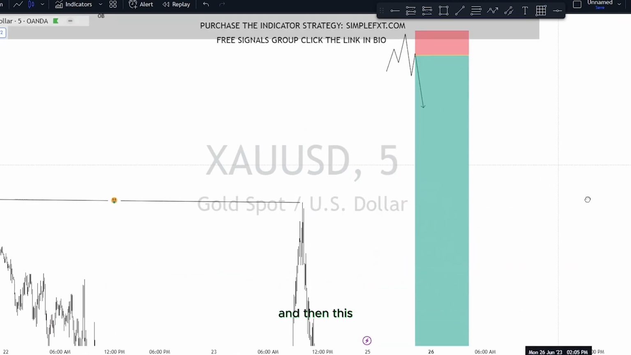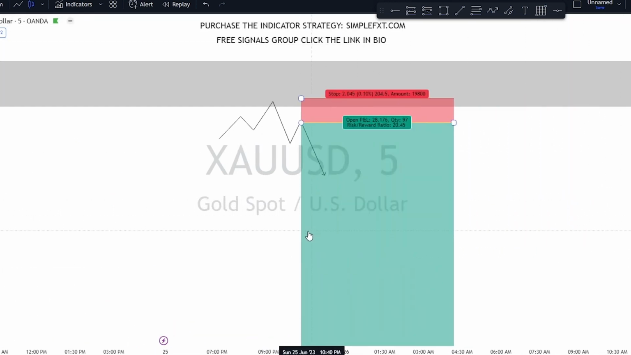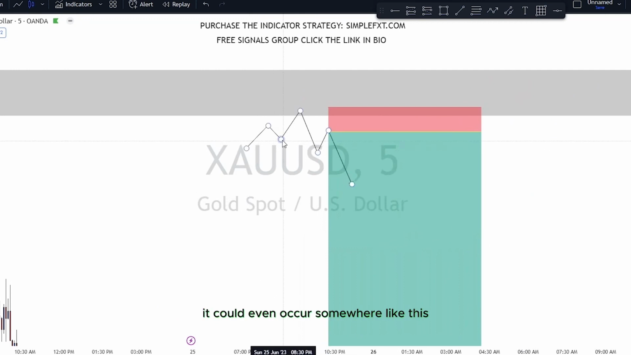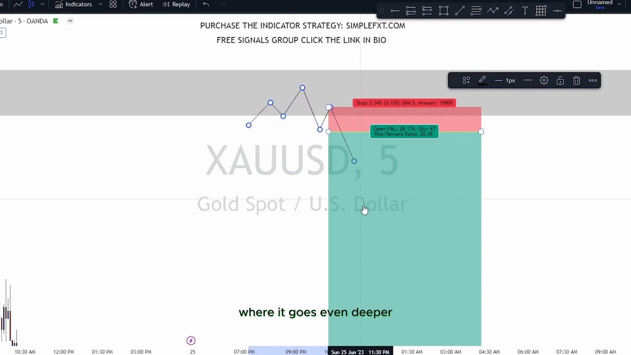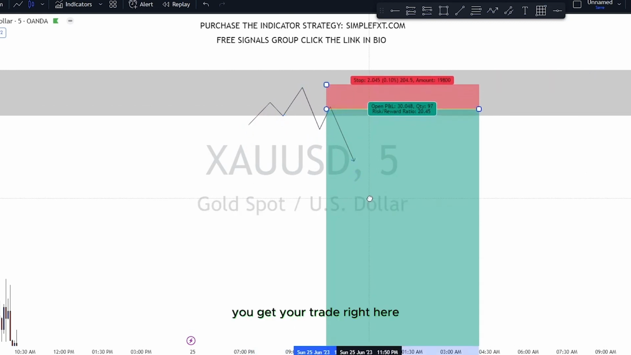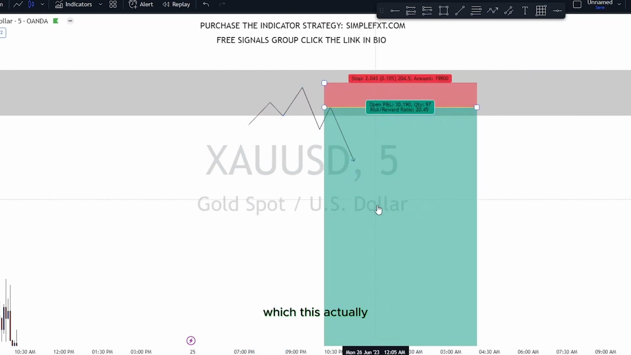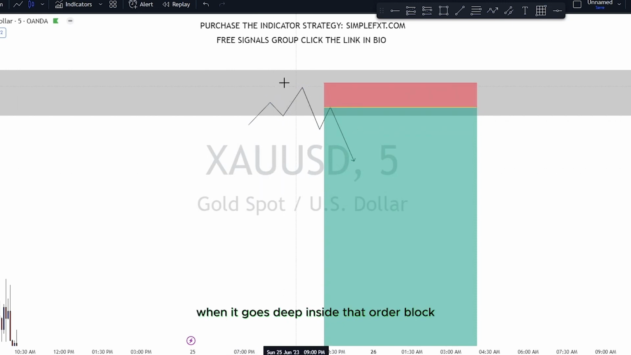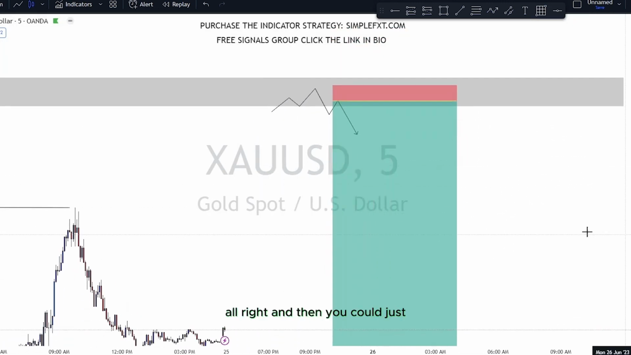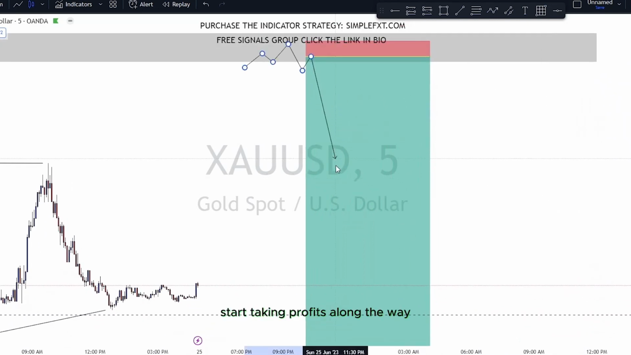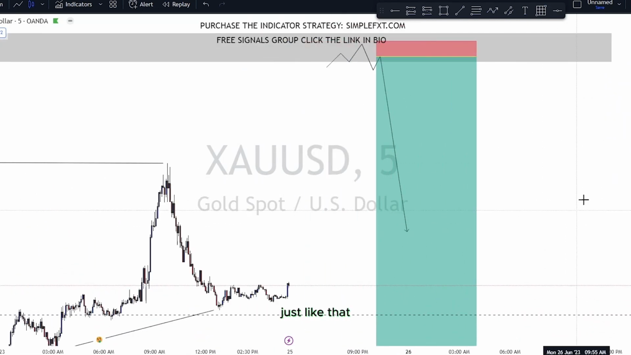And then this could occur. This doesn't have to look just like this. It could even occur somewhere like this, where it goes even deeper, and you get your trade right here, which is the better one when it goes deep inside that order block. And then you could just start taking profits along the way, just like that.